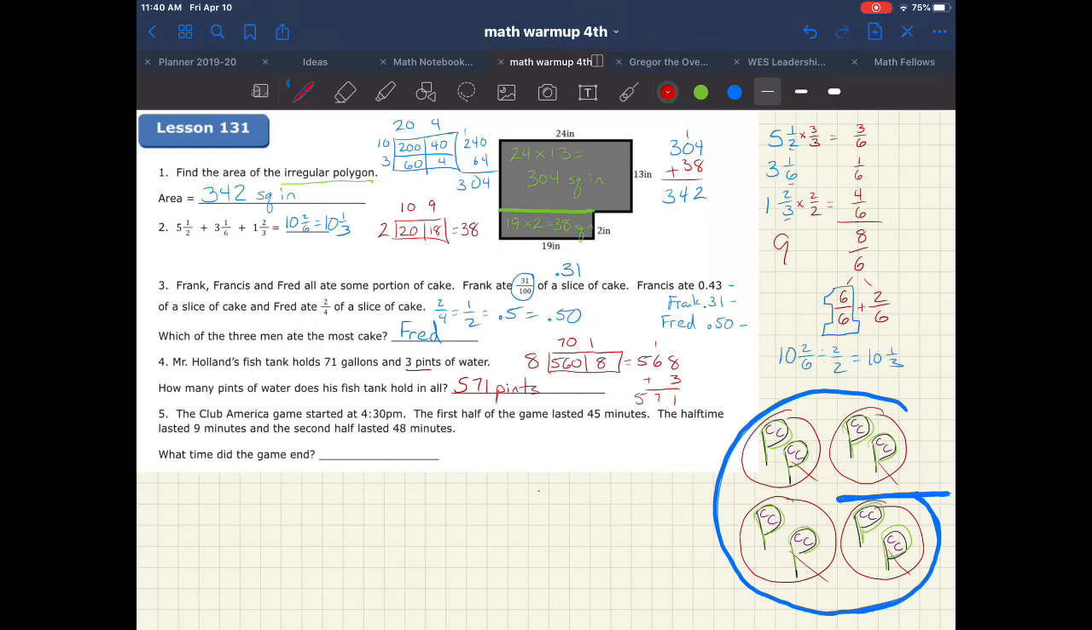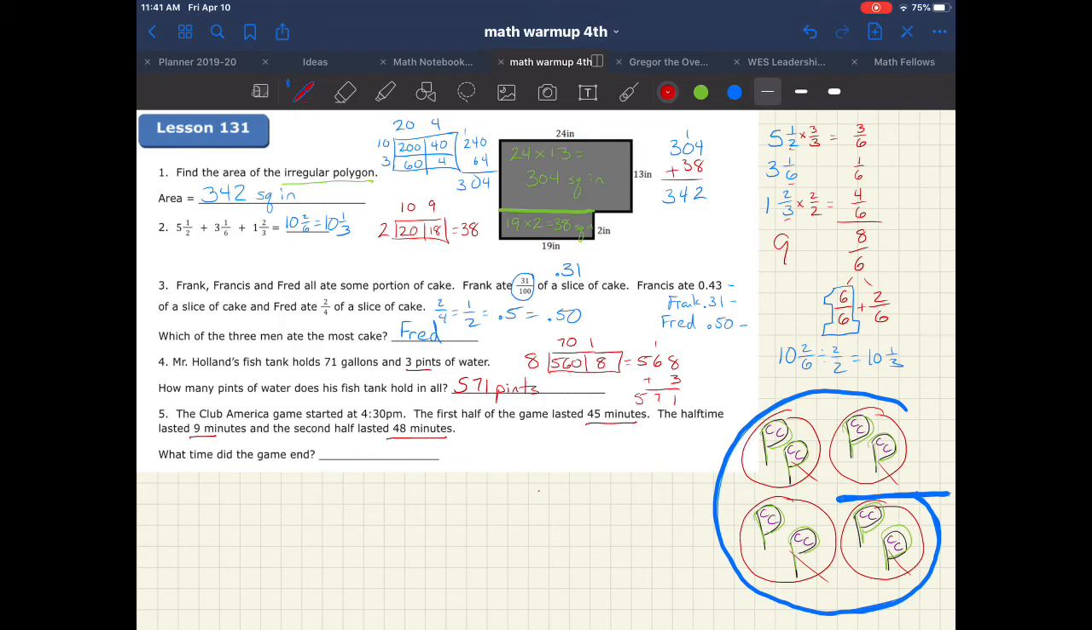Number 5. The Club America game started at 4:30 p.m. The first half of the game lasted 45 minutes, the halftime lasted 9 minutes, and the second half lasted 48 minutes. What time did it end? And it would be tempting to just put 4:30 and just start adding all these on, but the problem is that we have trouble regrouping with time because it switches over at the 60 instead of at 100 like the rest of our numbers do.